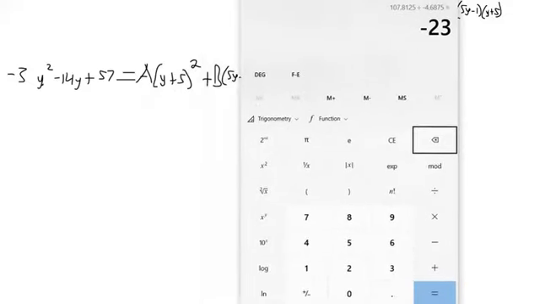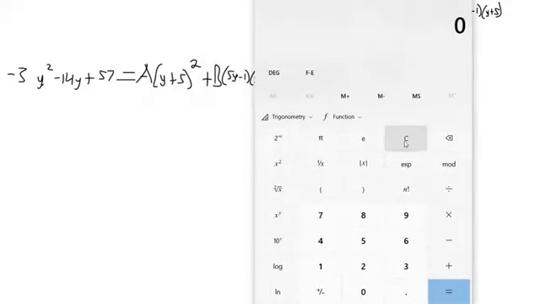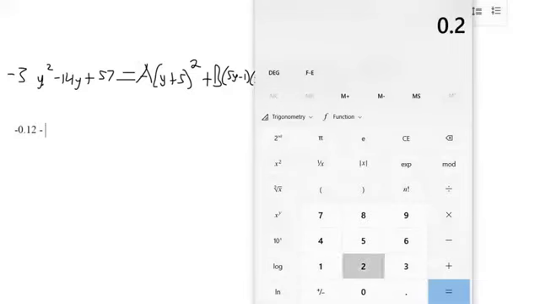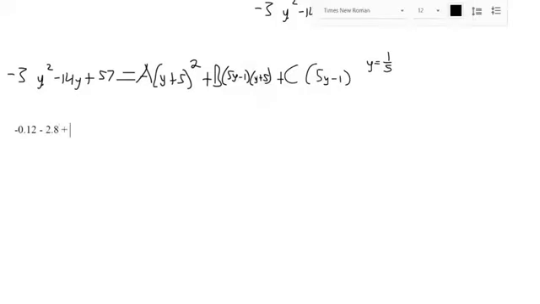And instead of 1/5, I'll do 0.2. Hopefully it'll come out to a whole number, but we'll see. So we're plugging in 0.2 everywhere. In other words, plugging in 1/5. So I'll plug in left to right. I did 0.2 squared times negative 3. It was negative 0.12. Then 0.2 times 14, that's 2.8. Then we got 57.